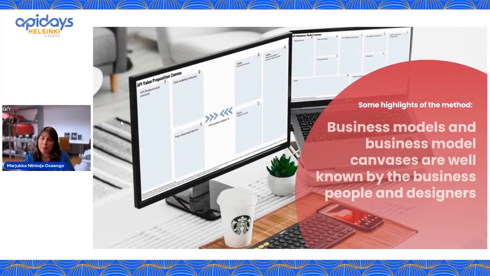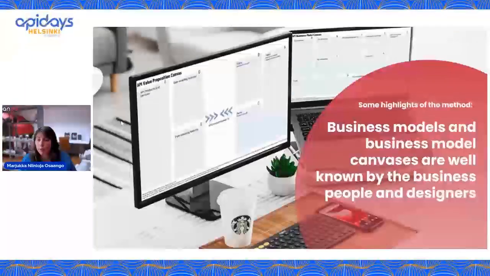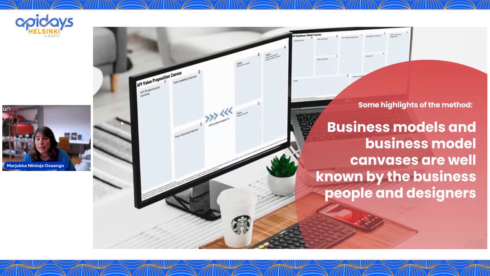Now, how the method is built up: it starts with a set of canvases. First there's a business model canvas and a value proposition canvas that you should really start with. That can expose a lot of APIs that you then take one by one to the business model canvas. You use these tools because they are used by business developers and designers anyway, so they are relatively simple for them to understand, even though architects and more technical people might need to learn a little bit of new things.